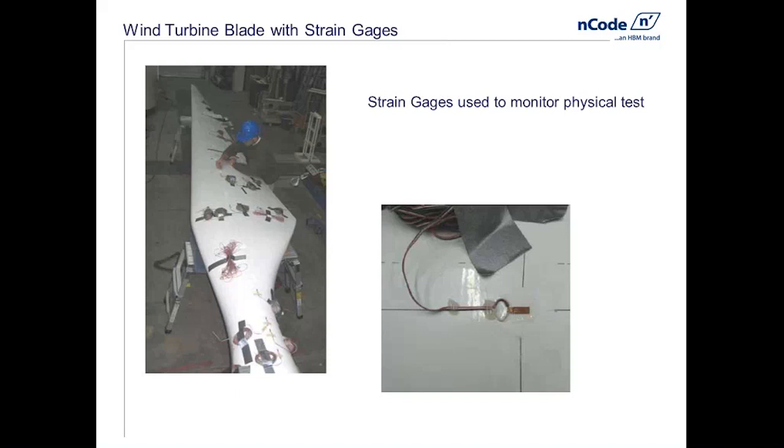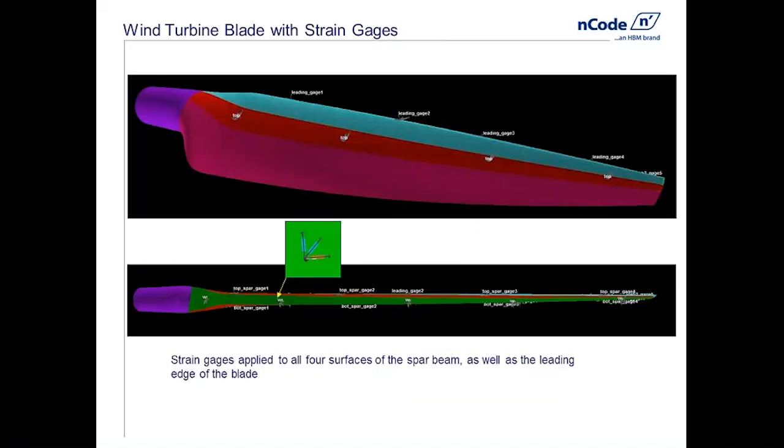So a finite element model was created of this blade structure, and that model had applied to it virtual strain gauges mimicking the actual gauges on the blade. So in here we have virtual strain gauges. In this case, they're all rosettes that were mounted on the internal spar as well as the leading edge of the blade. And these will mimic the response of the actual gauges.